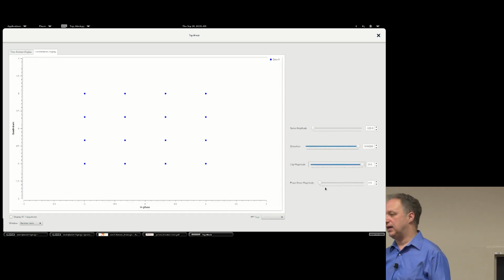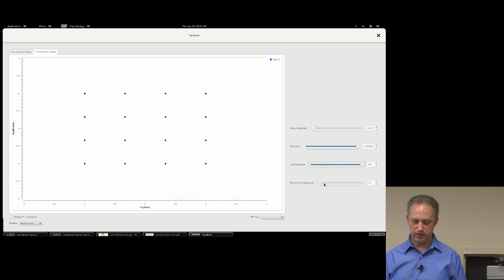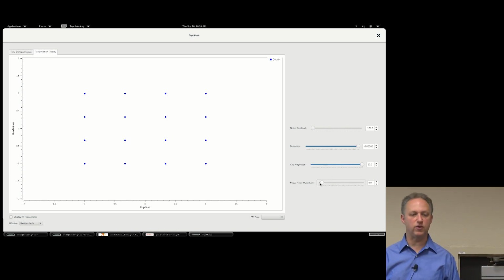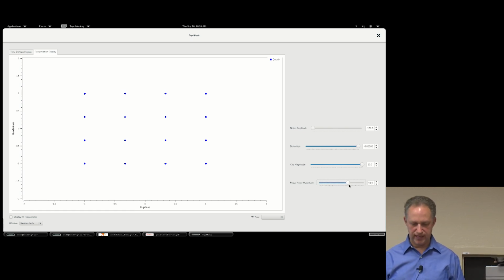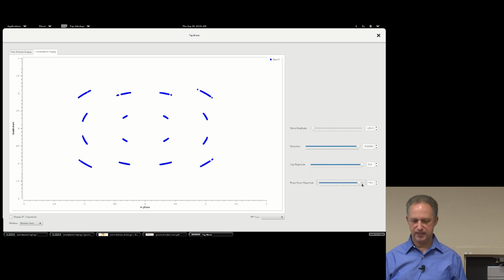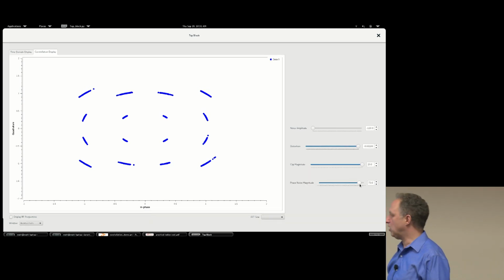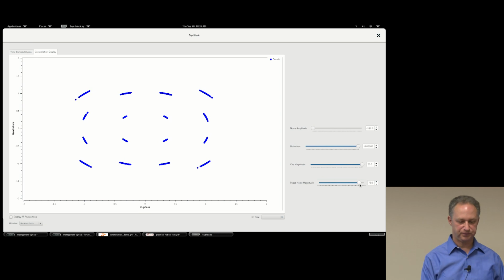Now, there's another impairment that radios see, and that's phase noise. So let's add some phase noise to this. First of all, what does anybody think this would look like with phase noise? Yes, so the gentleman in the front says it would look like it's rotated, and it does. So that's what phase noise looks like on a QAM constellation.